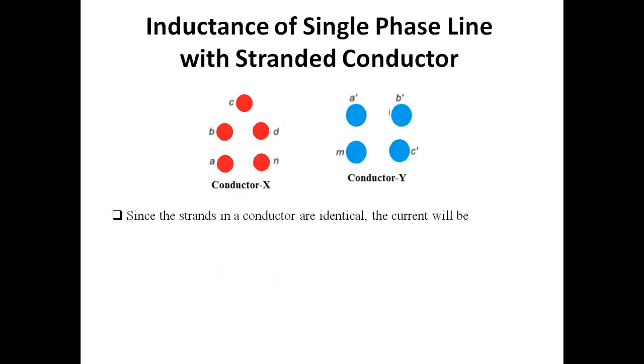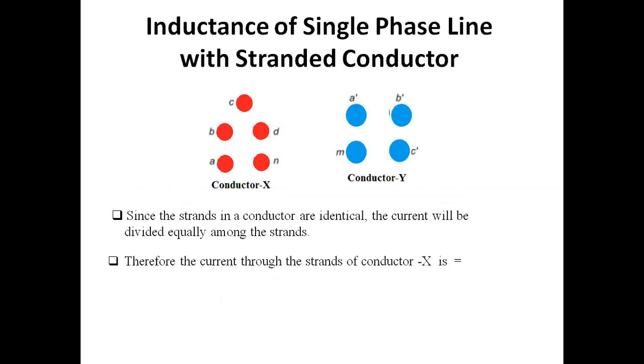Now, since the strands in the conductor are identical, the current will be equally divided through each strand. So the current passing through each strand A, B, C must be equal, and it has n number of strands. So what will be the current? That is I divided by n through each strand in conductor X. Similarly, in conductor Y, due to equal distribution, the current will be minus I divided by n. This minus sign is because of the opposite direction.